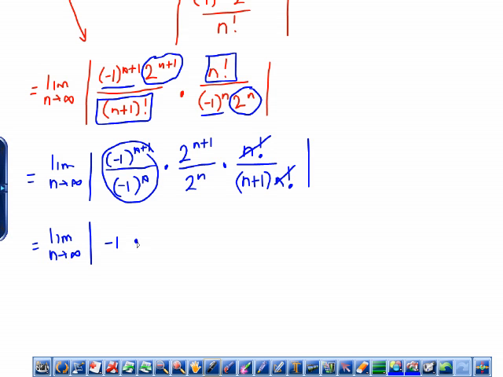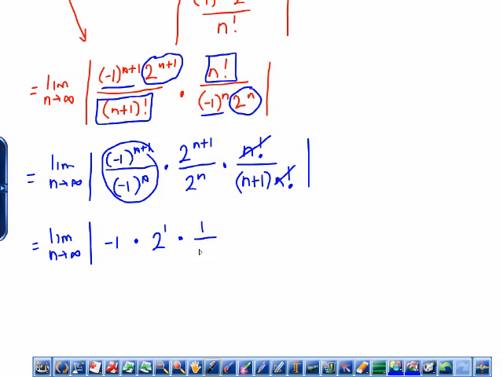Okay, so now we have a times. Now we have 2 to the n plus 1 divided by 2 to the n. Think of this as 2 to the 11th divided by 2 to the 10th. This is going to give you just 2. You can also think of it as subtracting your exponents. n plus 1 minus n will just give you 2 to the 1. All right, and I've already gone over on the first page how to do this.